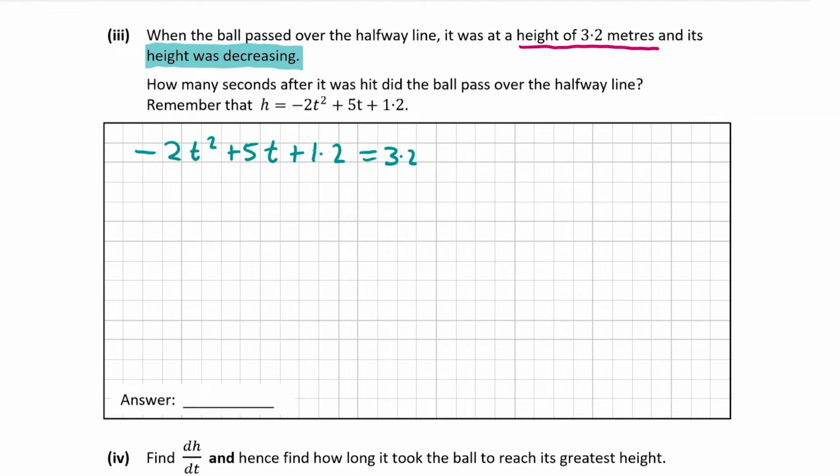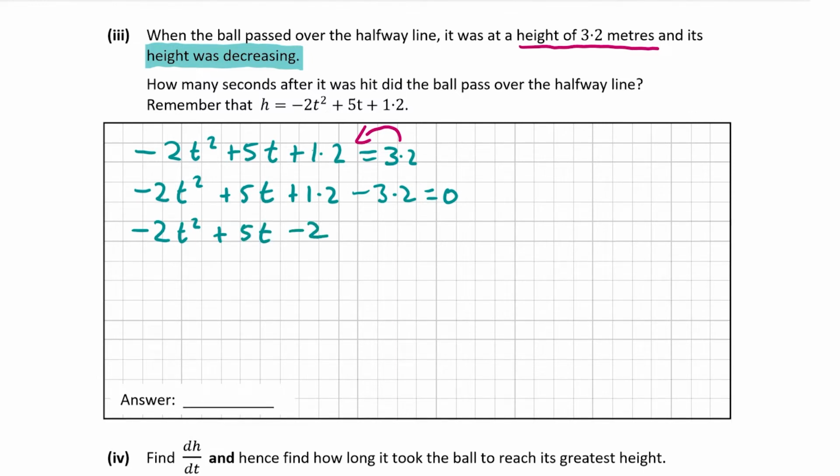So the first thing I'm going to do is move the 3.2 over to the left-hand side. Moving the 3.2 across the equals sign, we'll change it from plus 3.2 to minus 3.2. I'm going to explain why in a second. You'll probably notice why I've done that. Because now I can do 1.2 minus 3.2, and I'm only left with 3 terms as opposed to the 4 terms I had in the first line. That gives me minus 2t squared plus 5t, and then 1.2 minus 3.2 is just minus 2.